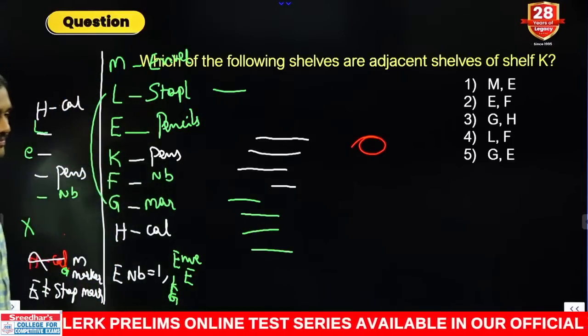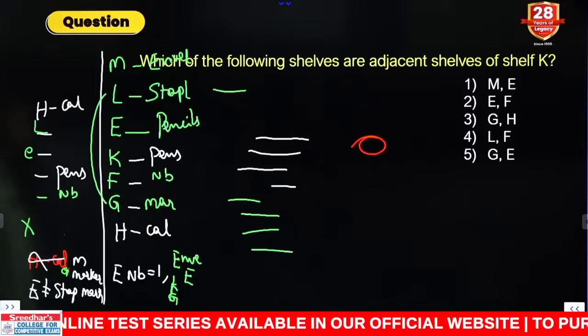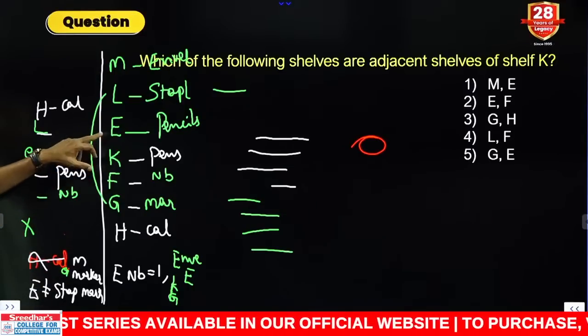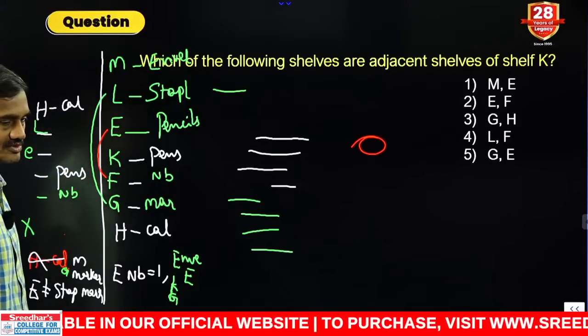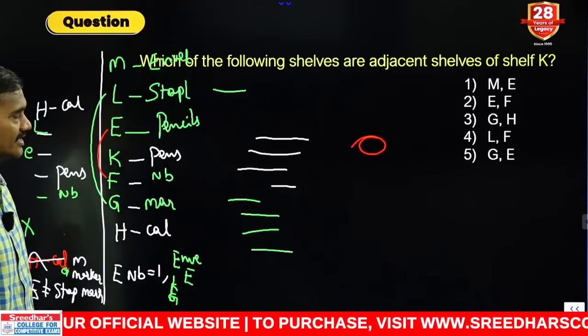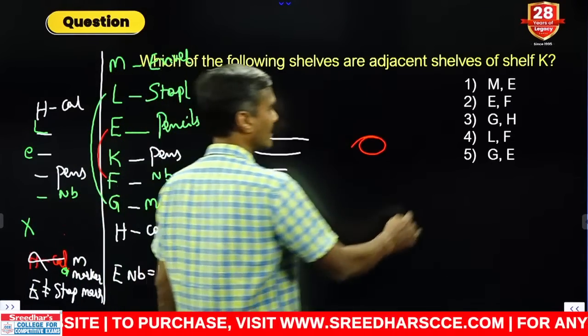Then the 8th one. Which of the following shelves are adjacent to shelf K? What are the ones adjacent to K? The ones adjacent to K are E and F, that means pencil and notebook. E and F, that is given in choice 2. Question number 8, it is choice 2.